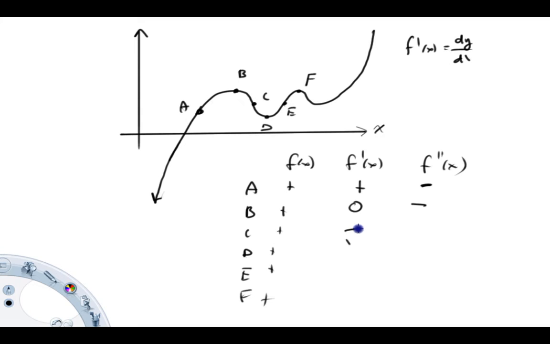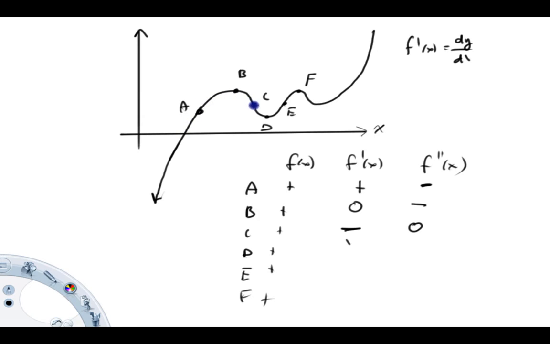Point C, we have a negative first derivative at C, but a second derivative that's now 0. This point here, where the graph changes shape, and while I'm talking about shape, you'll notice that this shape is hard to describe without using what it's called. It's called concavity.